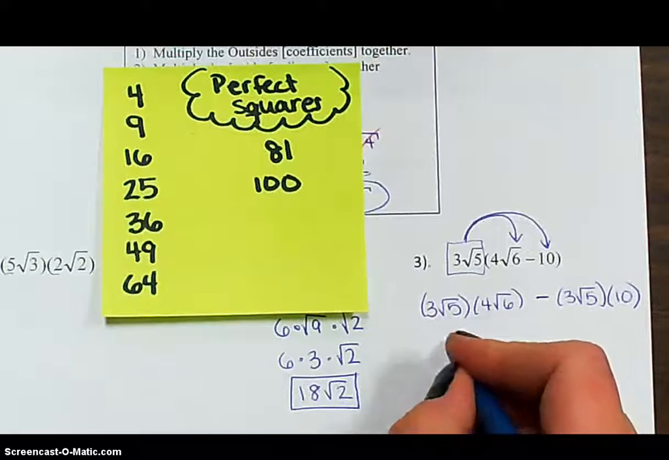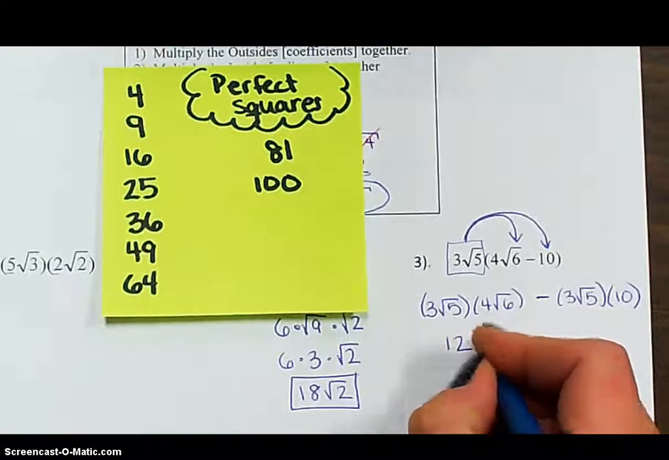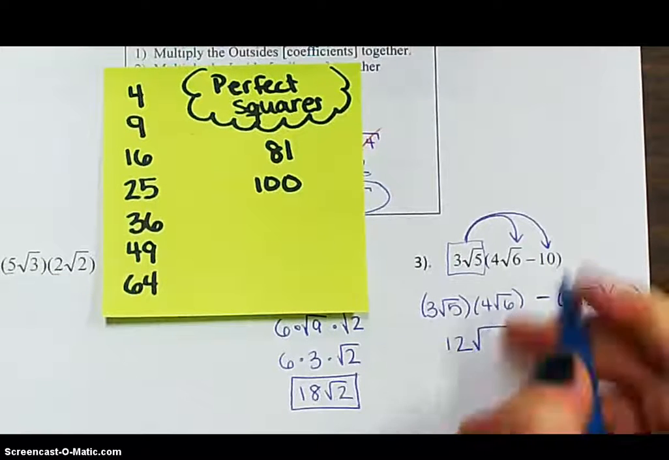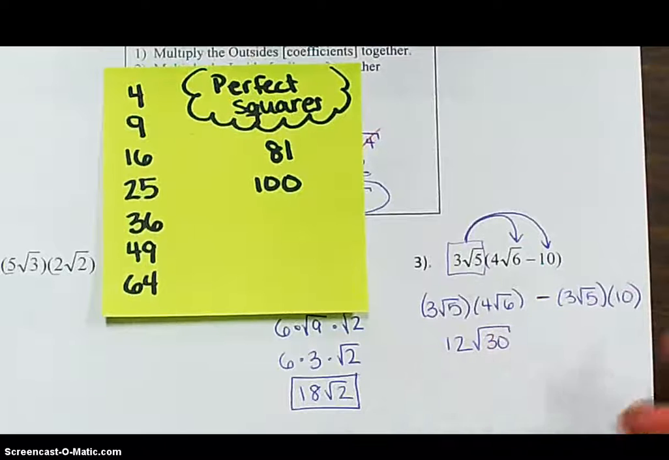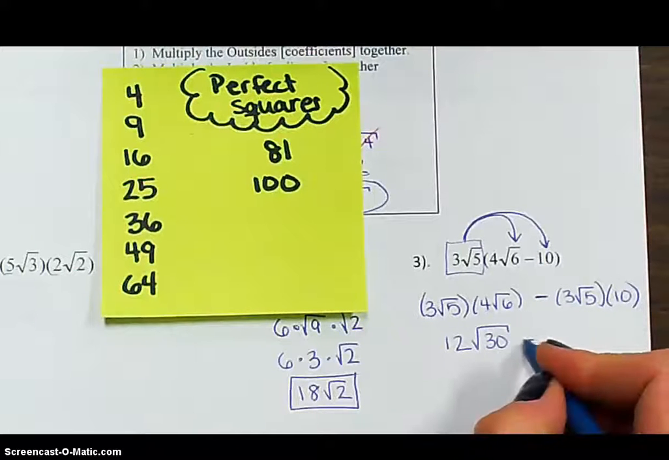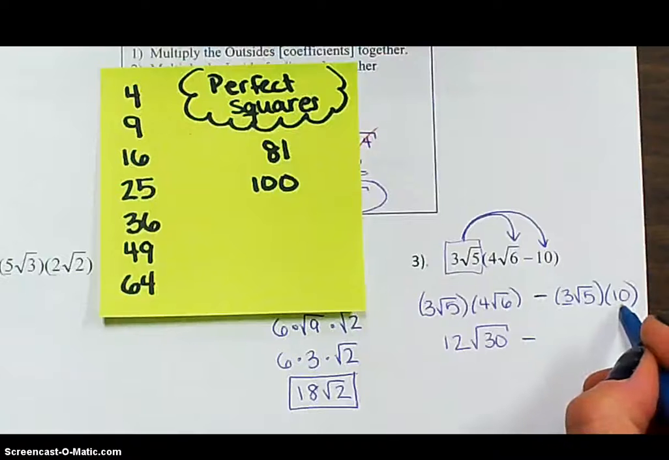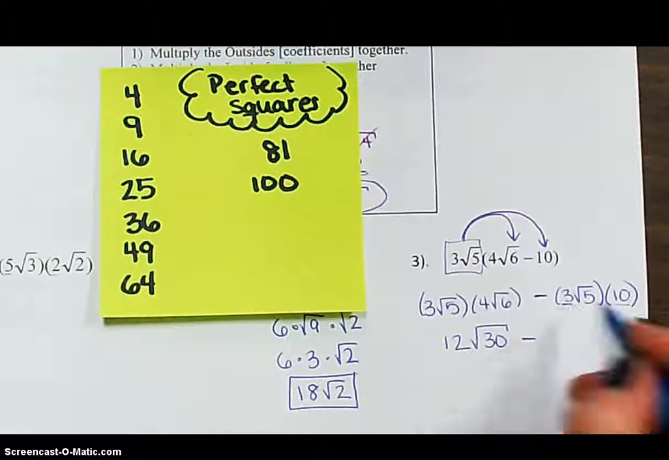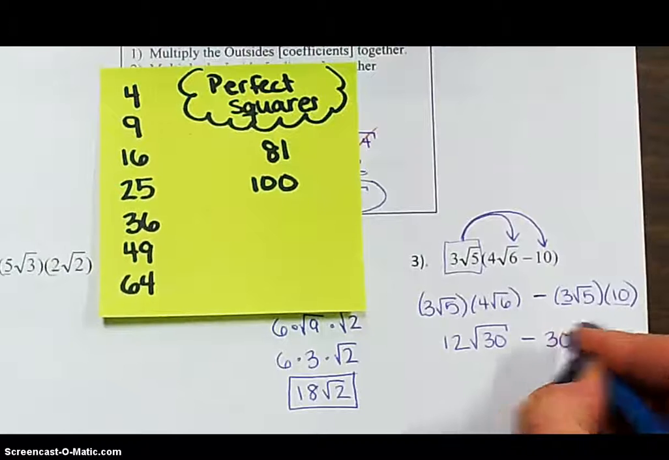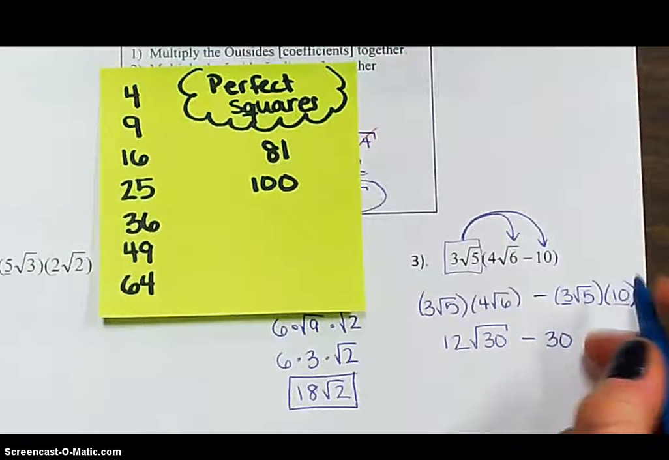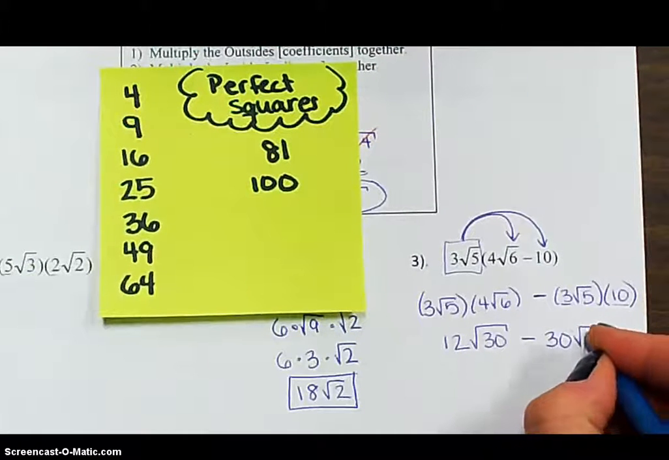4 times 3 is 12. And then radical 5 times 6 is 30. Now when I come over here, the minus sign stays the same. Now on the outside, I have a whole number 3. Now is 10 a whole number or a radical? It's a whole number, so it's going to get multiplied to the 3. So then I have 30. Now 5 is a radical. There's no radical here, so it just stays the same.